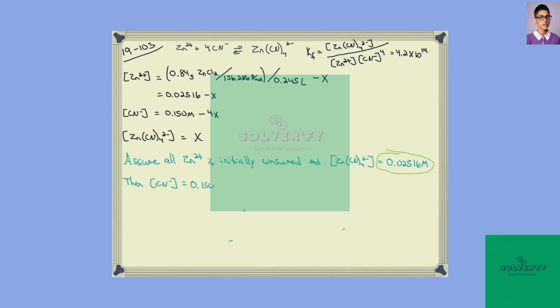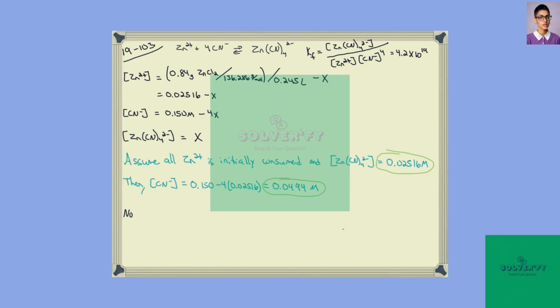Then we recognize that this value is our x value. So the cyanide concentration can then be calculated by taking the initial cyanide concentration minus 4x, 4 times the concentration of the complex ion that was formed. And this gives us 0.0494. So now we've solved for 2 concentrations at equilibrium, the complex ion and the cyanide.